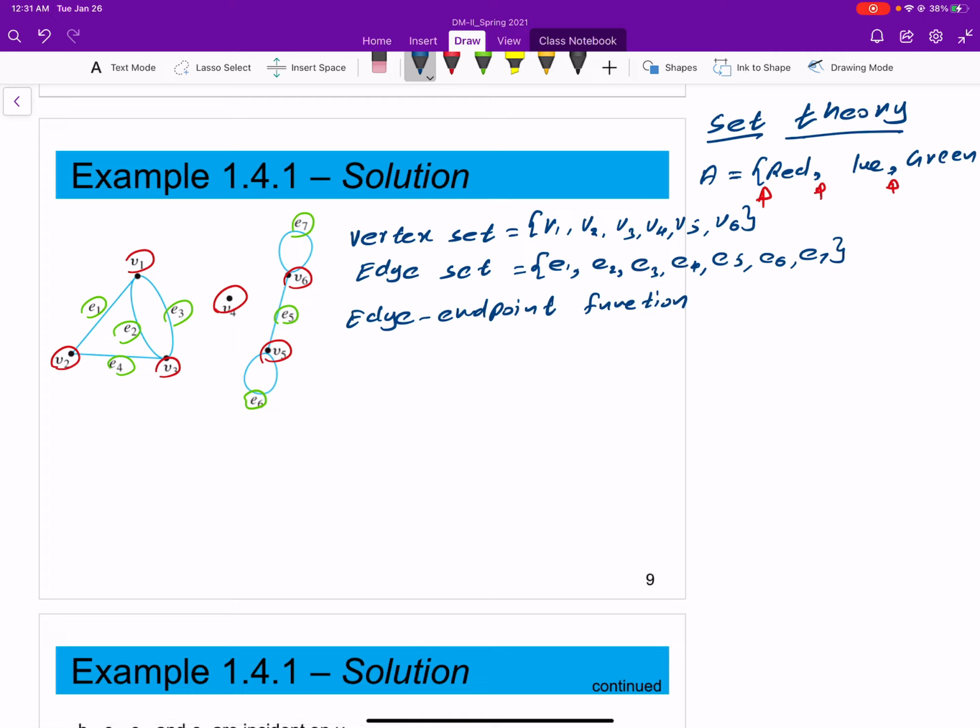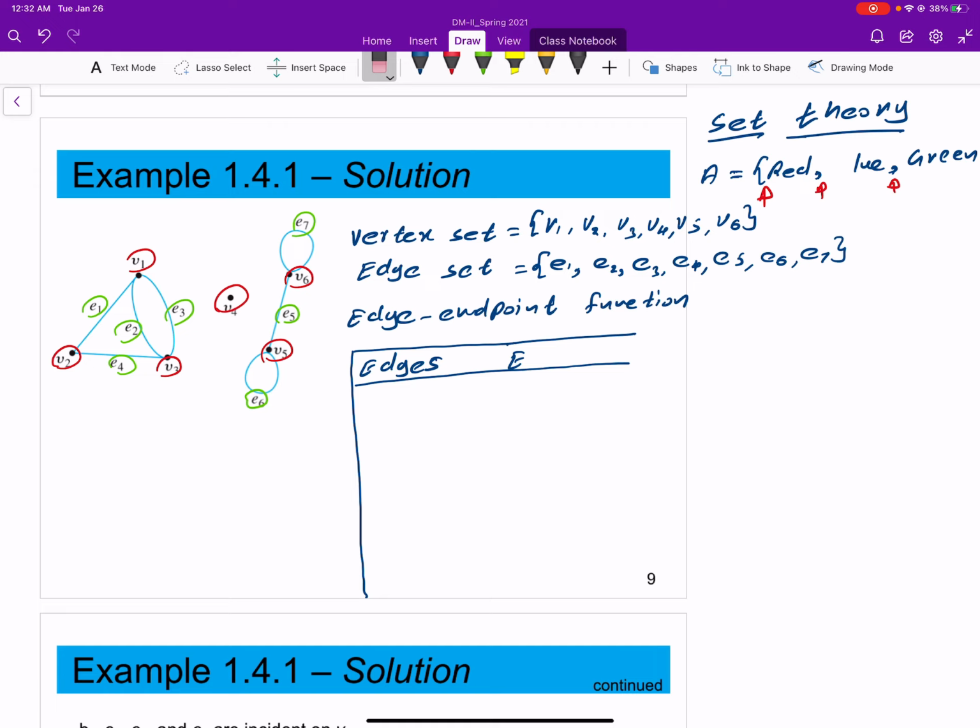All right. In the edge endpoint function, the first column should be edges, and then you have to mention endpoints as vertices. So these are the edges, and then you have to write endpoints. Let me put edge and then endpoints.